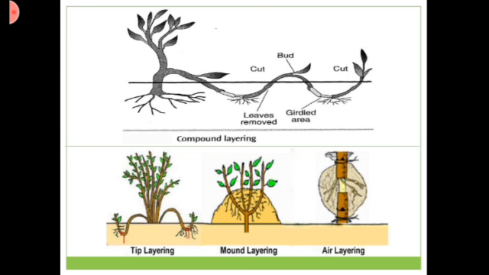And last one is air layering. Air layering is done by peeling the bark from the middle. We have to remove the bark of the tree. After removing it, it is covered with the help of some mosses. Mosses come under the plant kingdom. So we put some mosses inside and then wrap it with plastic.